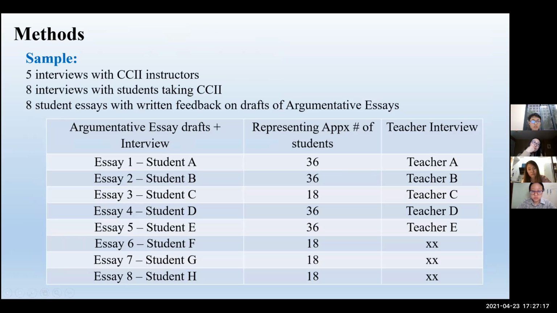And this table shows the number of samples, students, and essays analyzed. We collected 8 students' essays with their drafts and interviewed 8 students and 5 instructors. Since the study involved voluntary participation by students and teachers, only 3 of the 8 cases do not have a teacher interview.